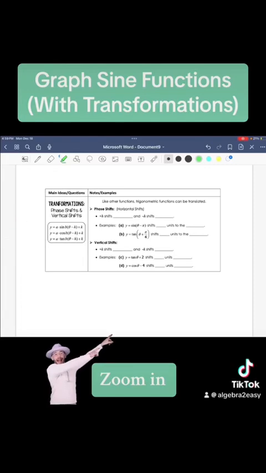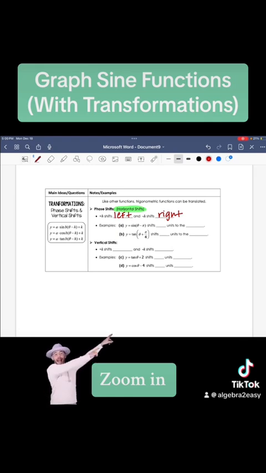Today we're going to graph sine functions with transformations. Let's start with the first transformation. It's a phase shift. Phase shift is the same as a horizontal shift, and think about it. Horizontal shifts will shift our graph left or right. So if we have plus h, that's going to shift us h units to the left. If we have minus h, it's going to shift us h units to the right. And I know that's opposite than how you think, but please just make sure you memorize this.